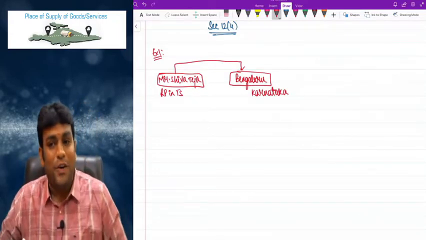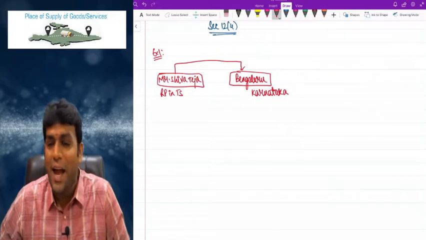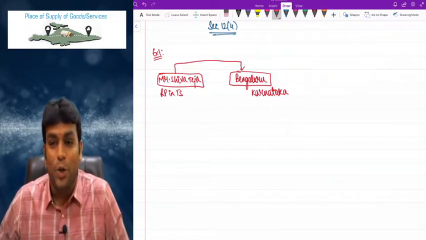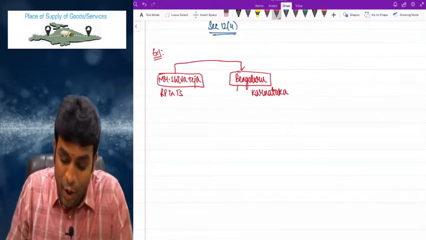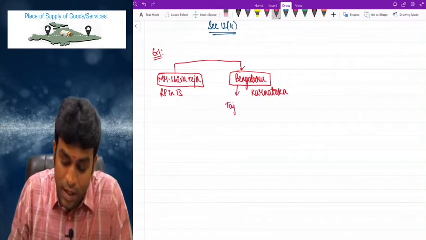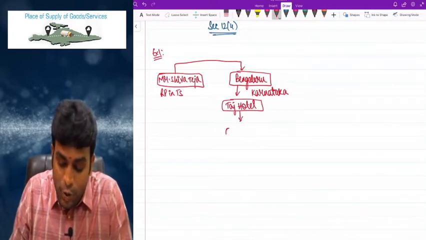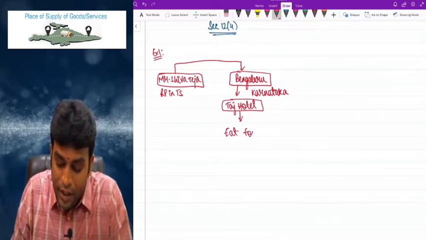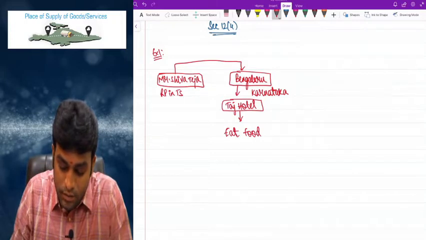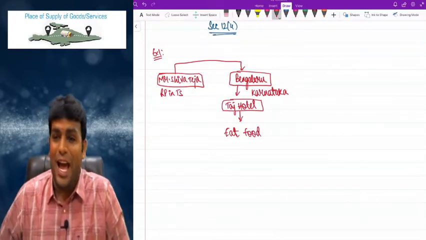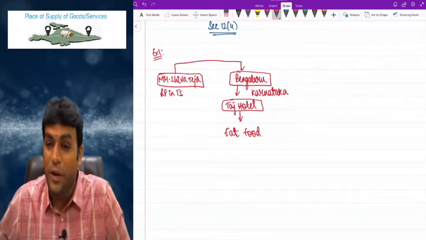Come on friends, for some reason I went to Bengaluru, Karnataka. I had some work there. Now in Bengaluru, Karnataka, there is a hotel called Taj Hotel. I went there to eat food, my dear friends. So I went to Taj Hotel to eat food.